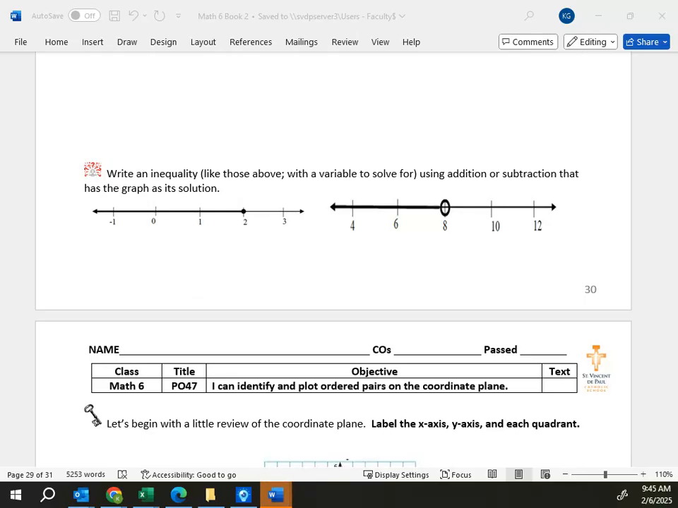Okay, so we've got about 14 minutes of work time. Make sure you're understanding it. You can come and check yours with me if you need to.